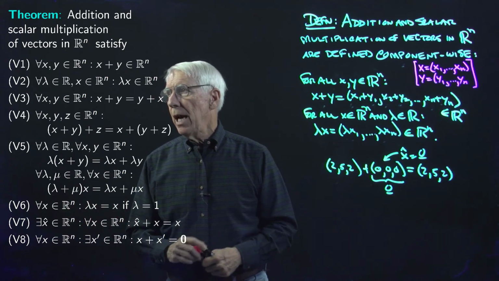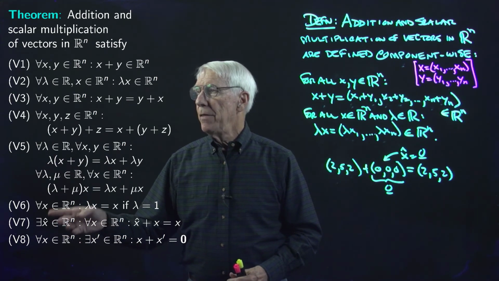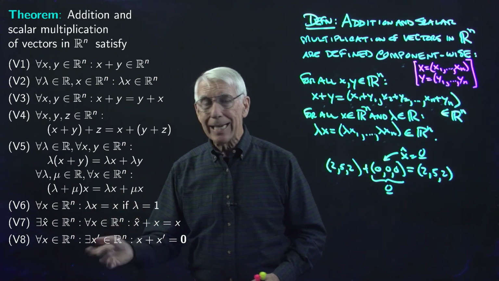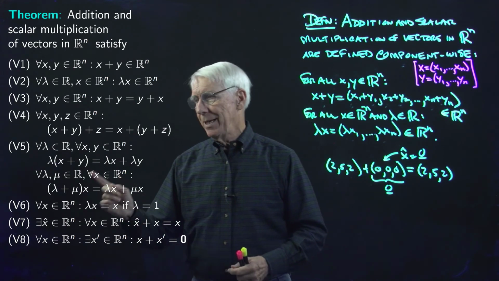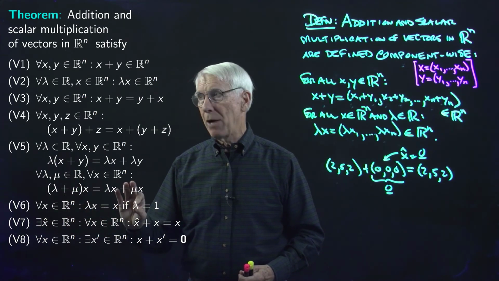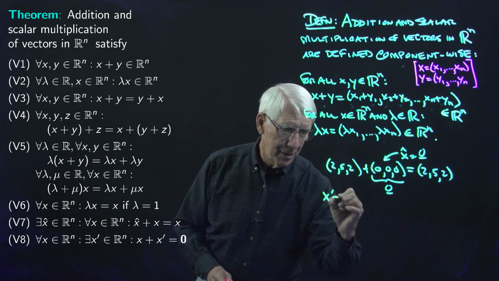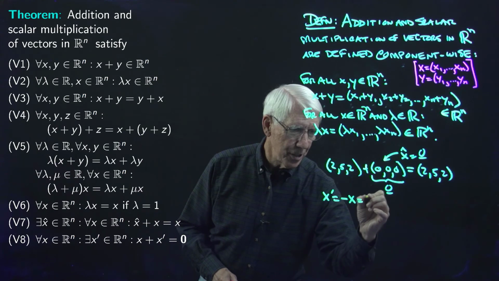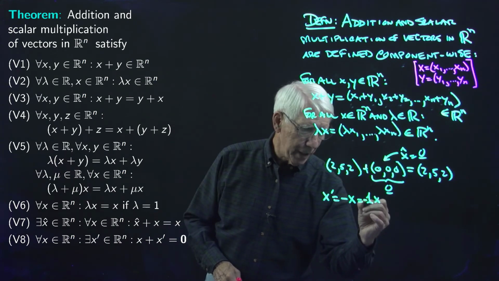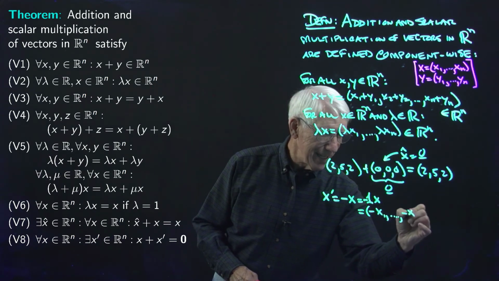And V8 says that for every vector in Rn, there is another vector, x prime, which if I add it to the first vector, I get the 0 vector. And of course, it's obviously the case that if I start with a vector x, the x prime that I want to add on to x to get the 0 vector is minus x, which is minus 1 times x, which V6 says is minus x1 out to minus xn.